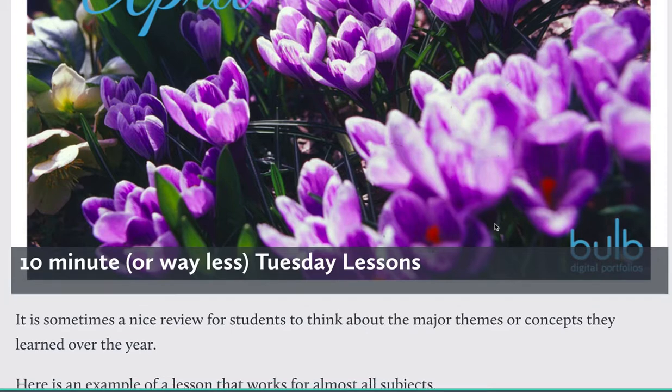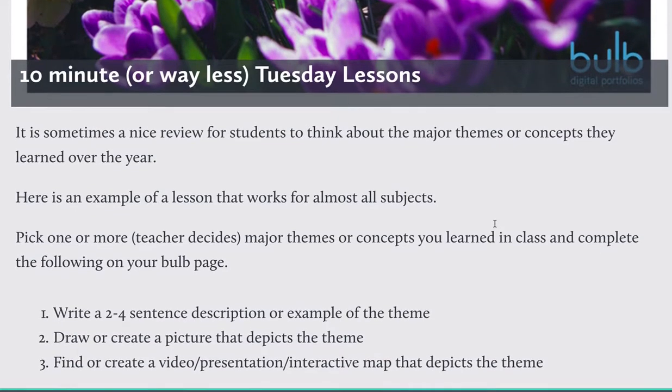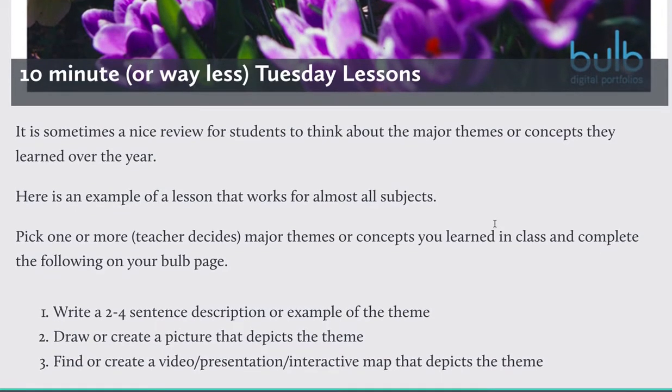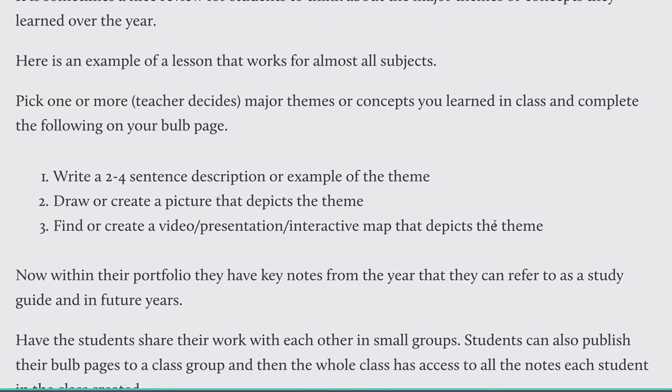So today's lesson is really about reviewing major concepts or themes from the year. It's a great way to help prepare for an upcoming test or to just help recap what students have learned over the year. So you can start by having students pick one or more major themes or concepts that they've learned in class and go to their Bulb page and write a 2 to 4 sentence description or an example of that theme or concept. So, in their own words, have them write that description. And then next, have them draw or create a picture that depicts that image.